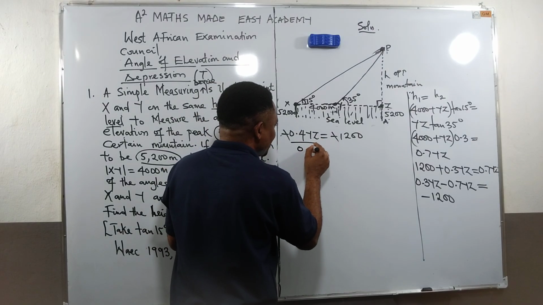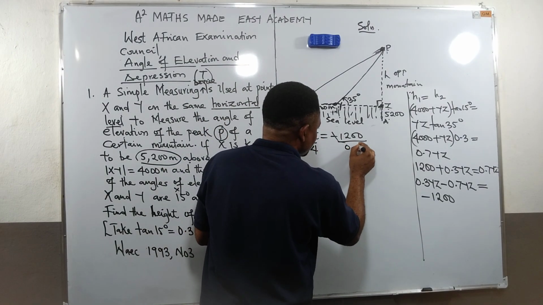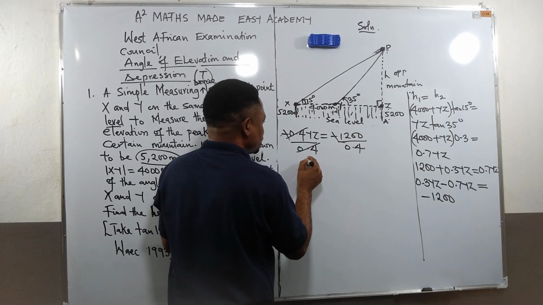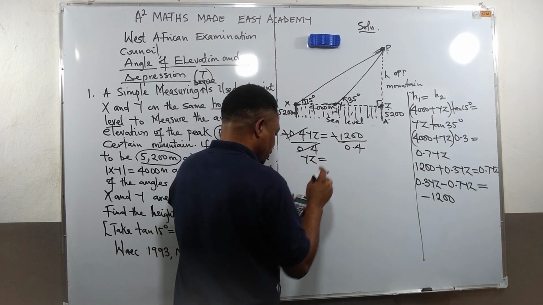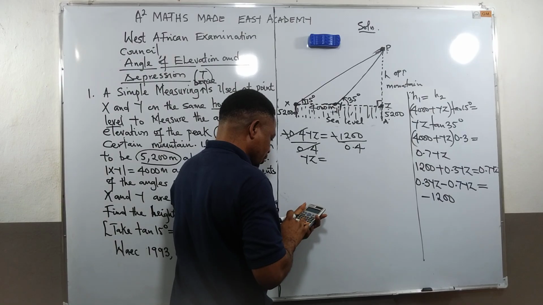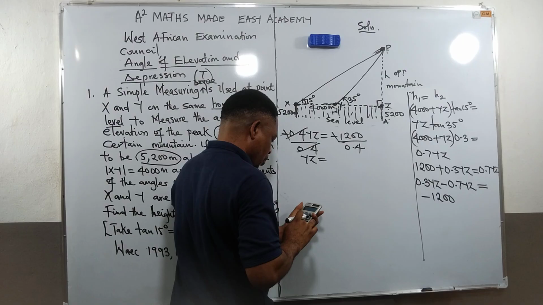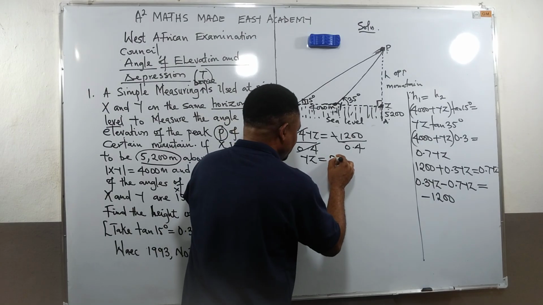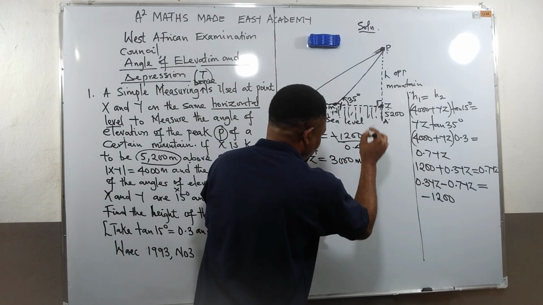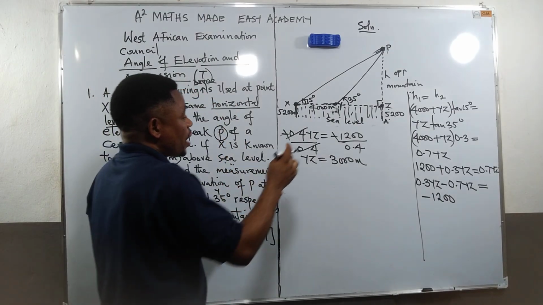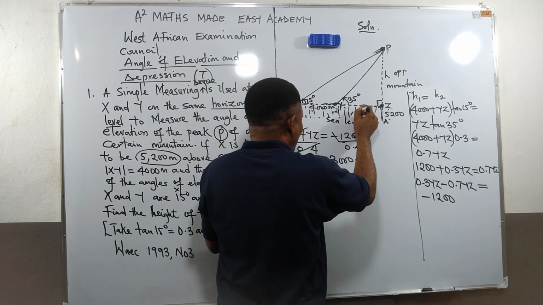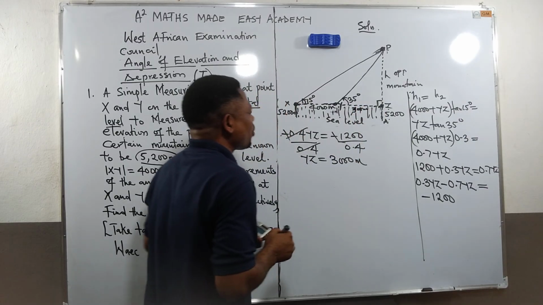I will divide everything by 0.4. Now this will cancel this. So which means yz should now be equal to 1,200 divided by 0.4, which will now give me 3,000 meters. 3,000 what? Meters. Remember, we already succeeded in finding the value of yz as 3,000 meters. Am I communicating now?